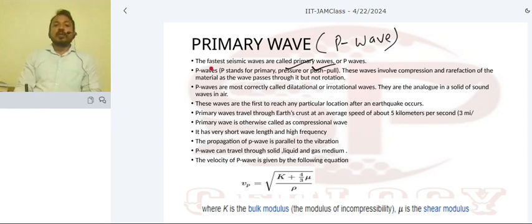So the primary wave is longitudinal in nature.